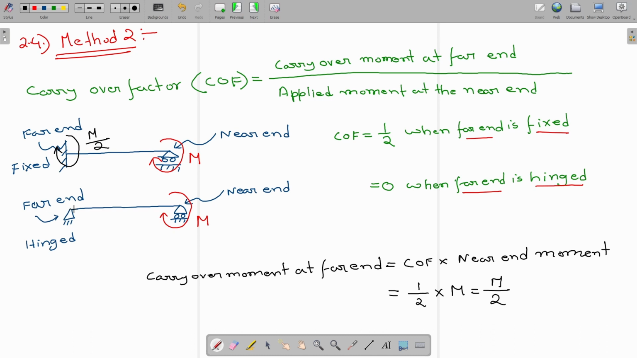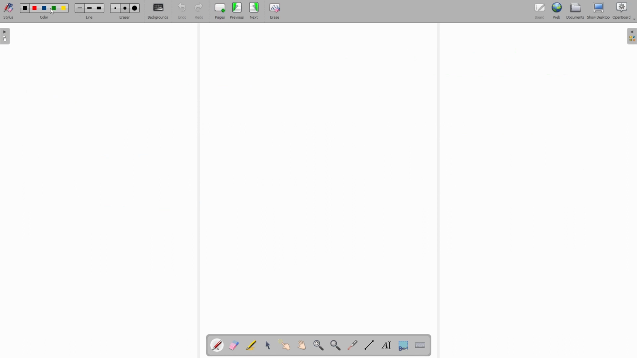Similarly, for this case it will be 0. There will be no moment in this case. You can draw like this with a moment sign, M is equal to 0. Okay. Now this is the concept. Now to apply this concept on our question, this is the fixed support.